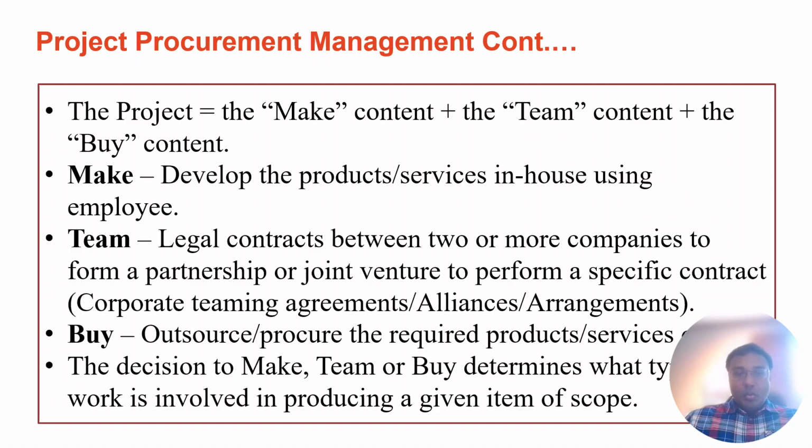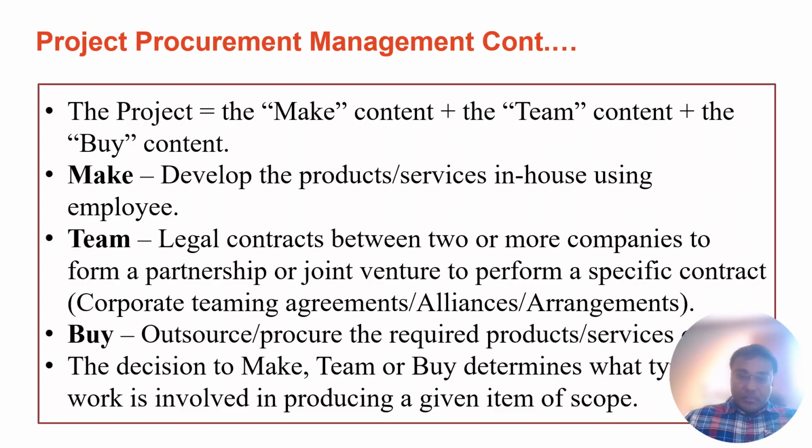Make refers to work we do in-house, so that's done internally with our own employees. Team refers to a formal partnership or a joint venture, two or more organizations collaborating legally to deliver a certain part of the project. And finally, buy refers to outsourcing specific goods or services. Each of these choices, make, team, and buy, has cost, schedule, and risk implications.